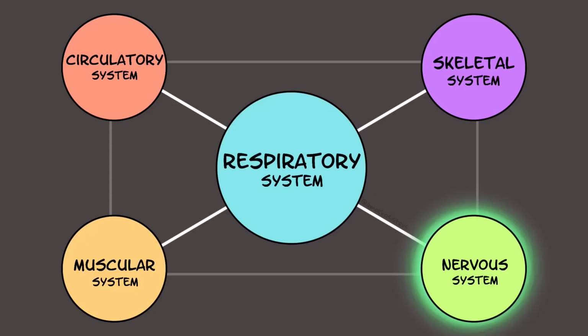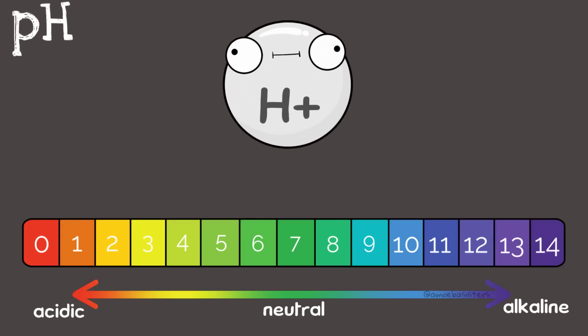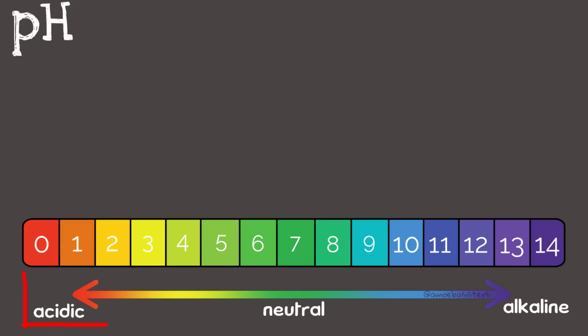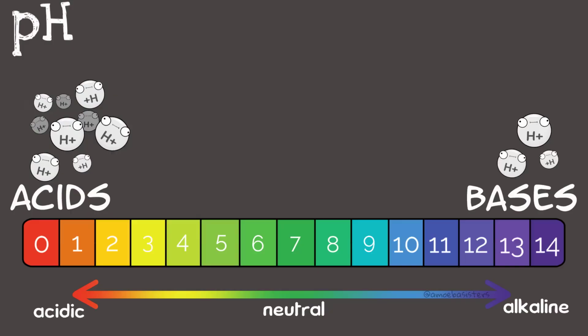The nervous system regulates this, and here's something pretty cool. It uses pH to do so. So the pH scale is based on hydrogen ion concentration, H+. Acidic substances, shown here as lower numbers on this pH scale, have a higher H+ concentration compared to bases, which have a lower H+ concentration.